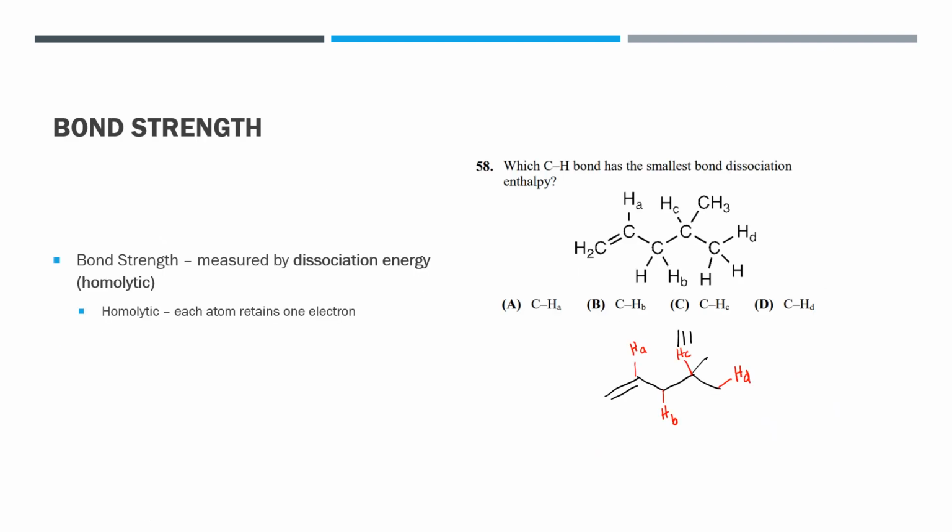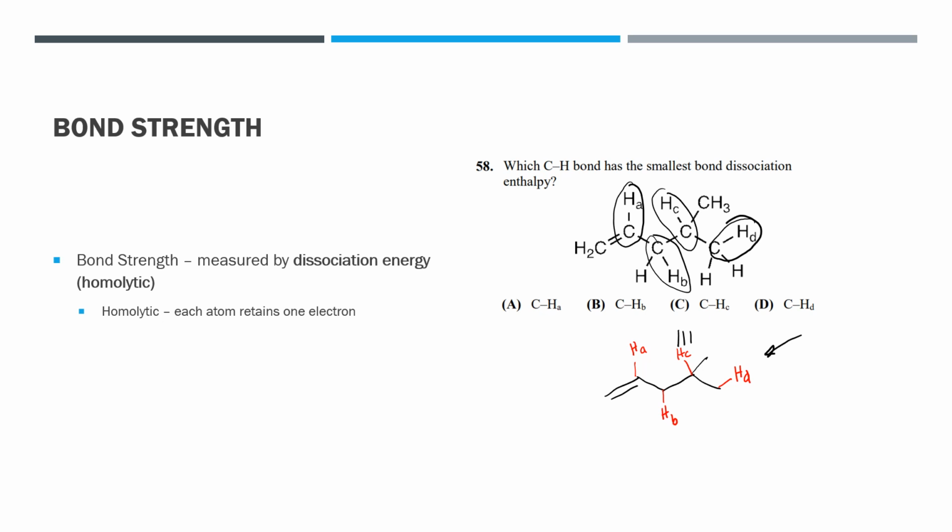So now I want to look at a question that was on the USNCO, which I thought was pretty challenging and also pretty cool. It has to do with bond strength. So let's first look at the question. Which CH bond has the smallest bond dissociation enthalpy? And we're looking at CHA, CHC, CHB, and CHD. And I've rewritten it at the bottom so it's a little bit more clear.